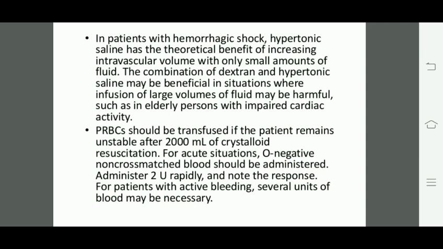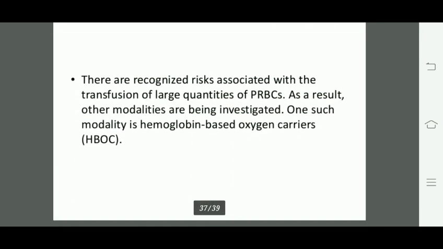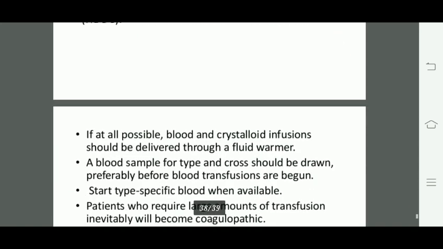PRBCs should be transfused if the patient remains unstable after 2000 ml of crystalloid resuscitation. For acute situations, O negative non-cross-matched blood should be administered. Administer 2 units rapidly and note the response. For patients with active bleeding, several units of blood may be necessary. There are recognized risks associated with the transfusion of large quantities of PRBCs. As a result, other modalities are being investigated. One such modality is hemoglobin-based oxygen carriers.